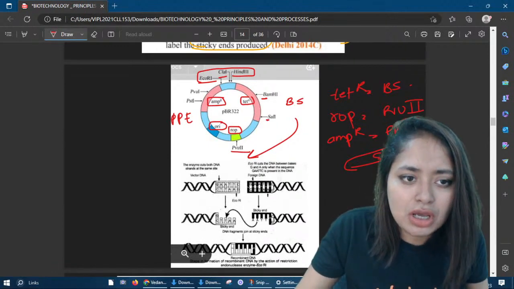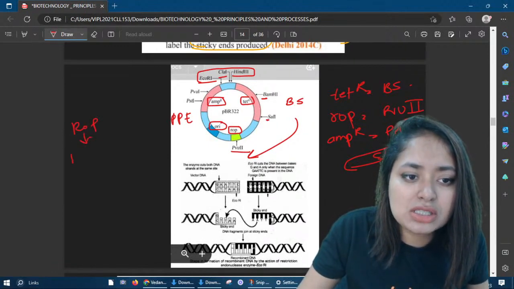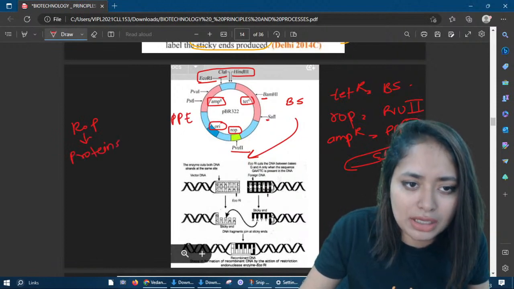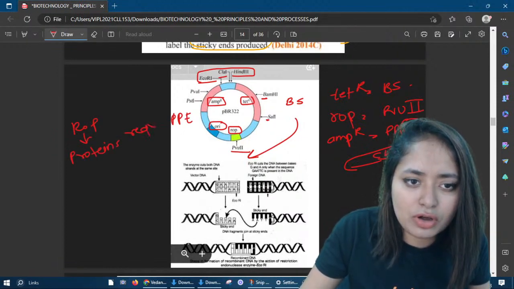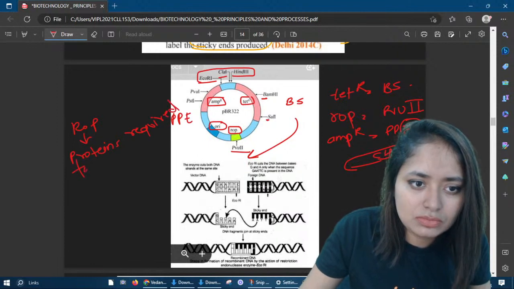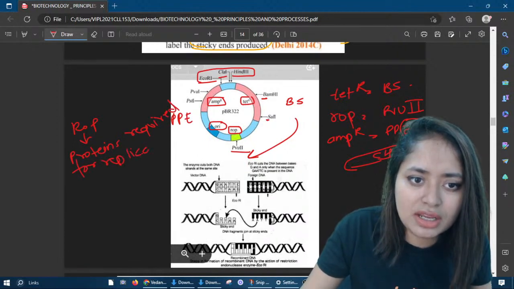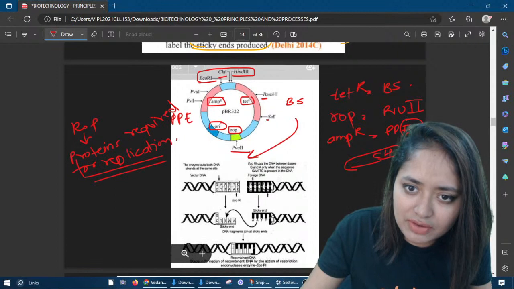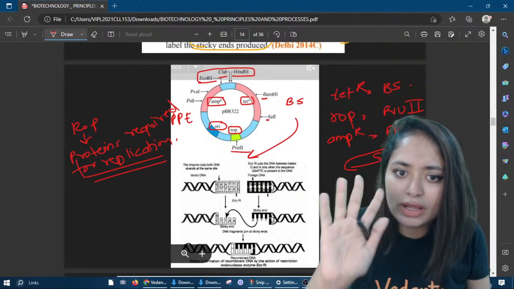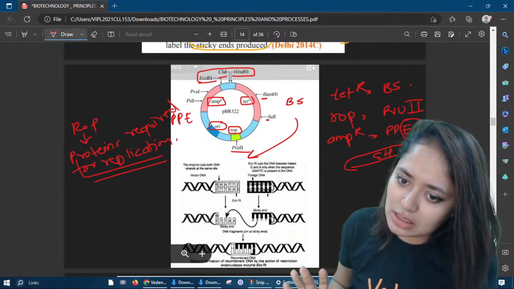Ma'am, what is the function of ROP? The function of ROP is, it produces the proteins that are required for replication of that plasmid, created by the ROP site. Clear everybody? How are sticky ends formed? That diagram is also very important. Such questions can come in the exam.